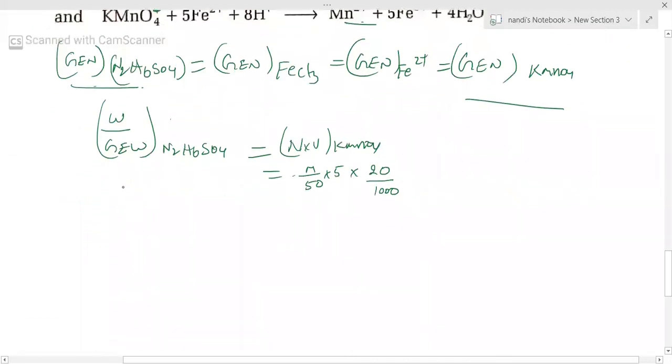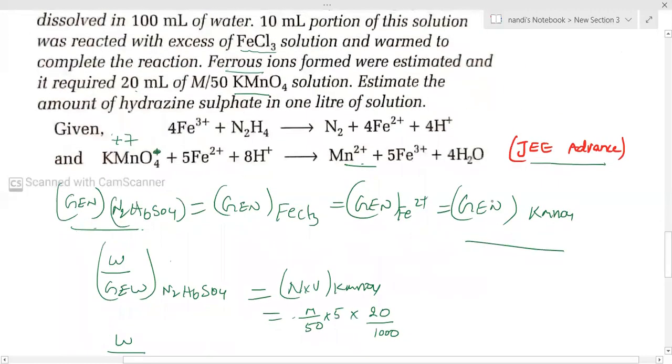So you can write weight by equivalent weight of hydrazine sulfate. You can check its N factor. Nitrogen is -2 here and 0 oxidation state. What is the difference in oxidation number here? 2. But how many nitrogens are participating? 2. So 2 into 2 for 2 nitrogens. So the N factor is 4 I am getting here.